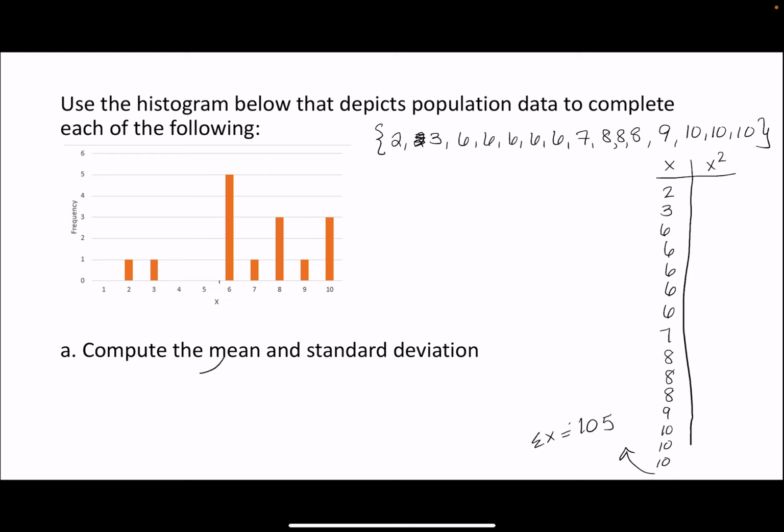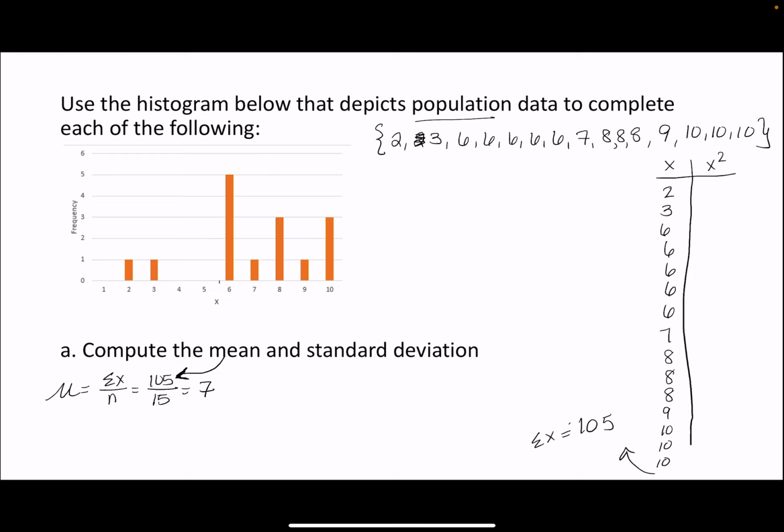So to find our mean, remember, this is a population, so it's going to be our mu is equal to the sum of our x's divided by n. So this is going to be 105 divided by how many data points we have. So 1, 2, 3, 4, 5, 6, 7, 8, 9, 10, 11, 12, 13, 14, 15 data points. So if we do 105 divided by 15, we get 7.